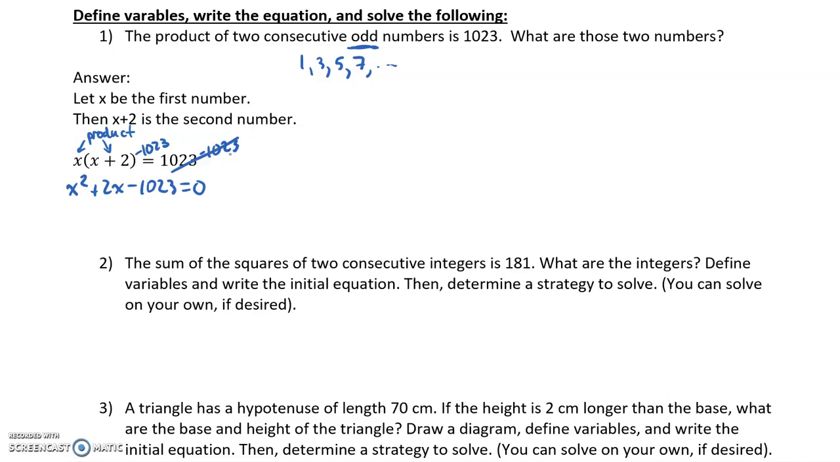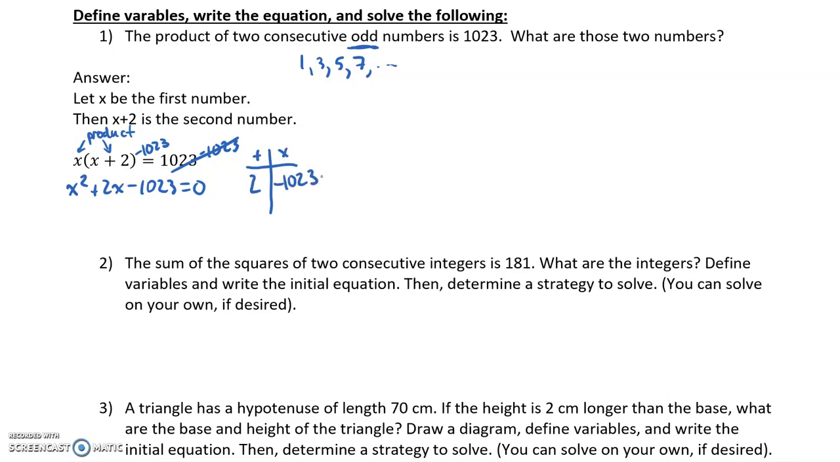So that seems like something that might be factorable, but the way we know it is factorable is it's asking for two odd numbers. And so those are going to be whole numbers. And so right there we should be able to find two numbers because those are going to be whole numbers, and factoring always gives us whole numbers. So two numbers that add to 2 multiplied to negative 1023.